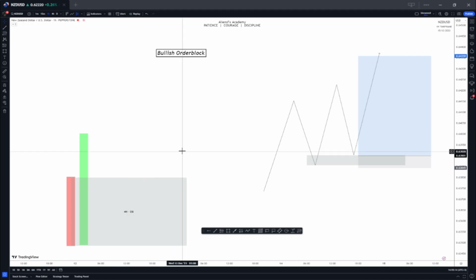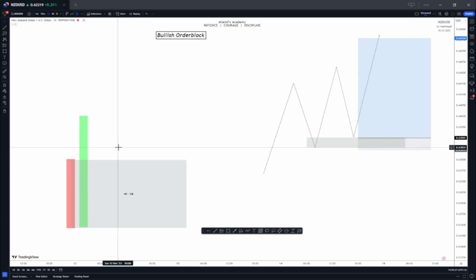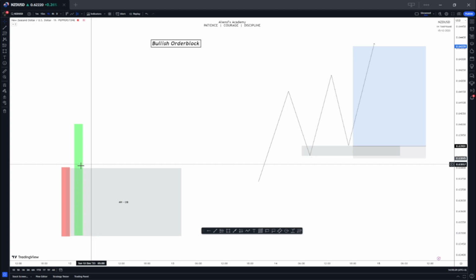Now let's talk about the bullish order block. So the bullish order block is just the opposite of the bearish order block. Okay, on these labels you'll see the 4H OB. Okay, it means the 4H order block. Now on the bullish order block, it's always the last bearish move before the bullish impulse. Okay, opposite to the bearish order block.